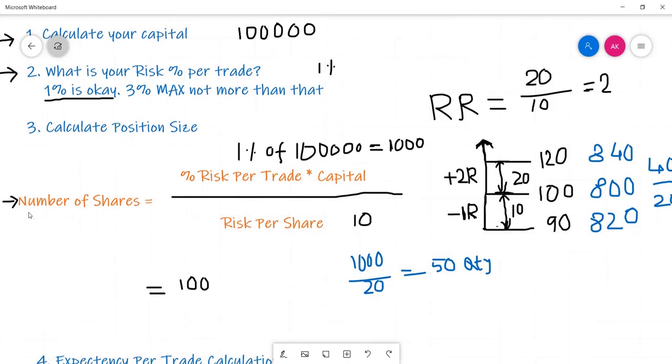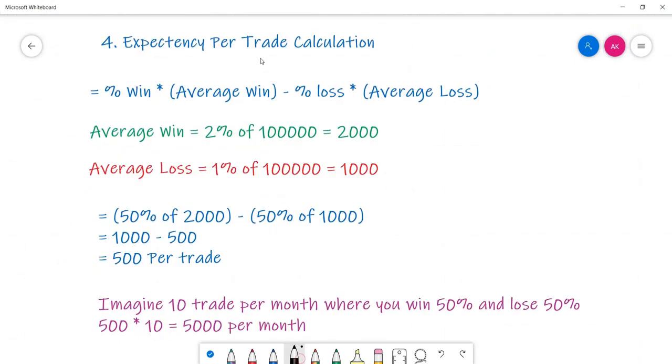Now once I determine the number of shares, I'll calculate the expectancy per trade. What is the expectancy? It is how much profit I am expecting. The calculation is the percentage of win times average win, minus the percentage of loss times average loss. What is the average win? We are targeting 2R here, so our risk to reward ratio will be 2. So 2% of our capital, 2000 rupees, is our average win. Every time we win, remember this is the minimum, we are targeting a minimum 2R. So it's 2% of 1 lakh, which is 2000.